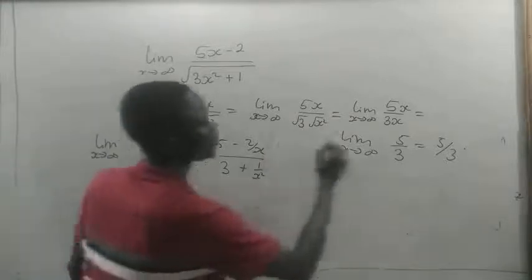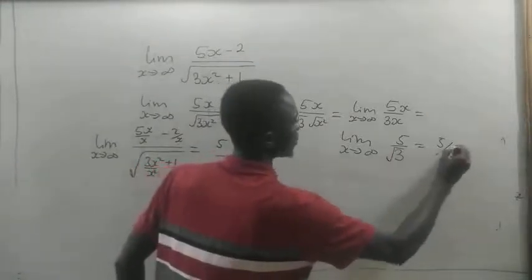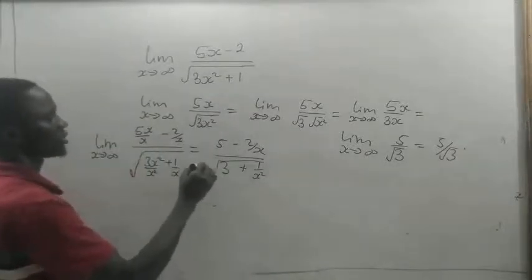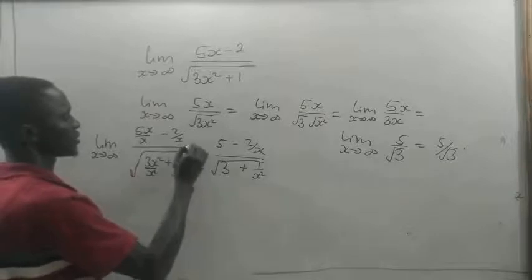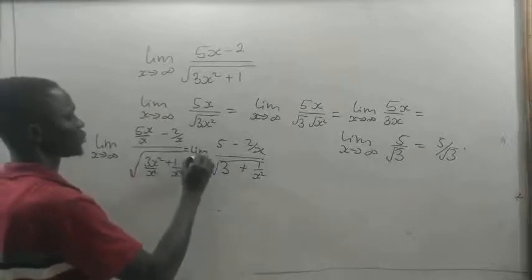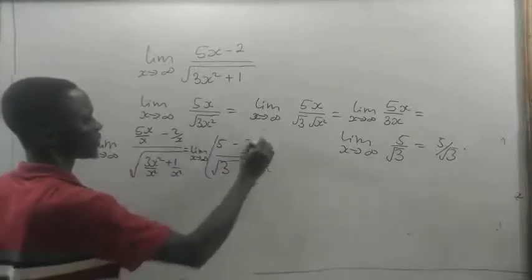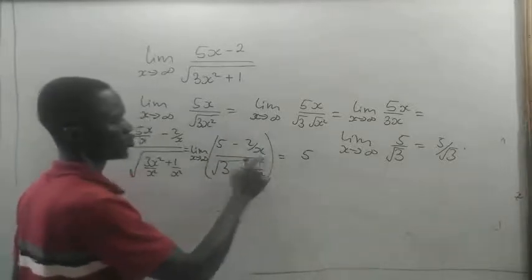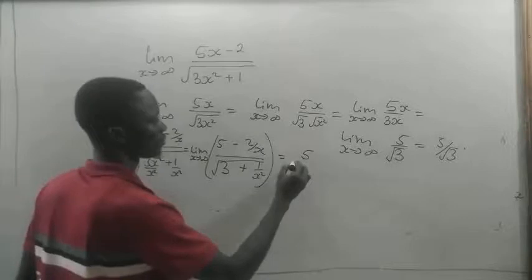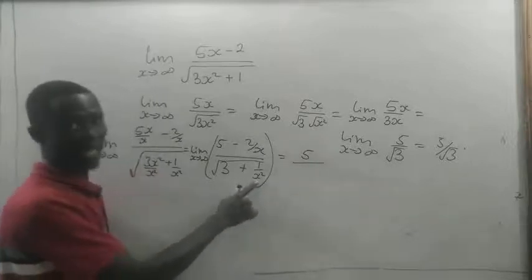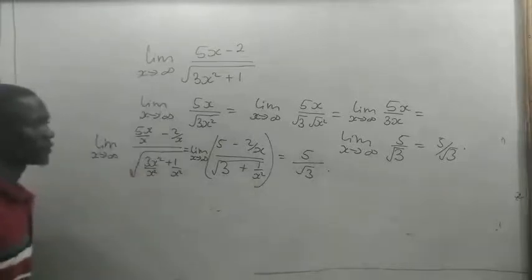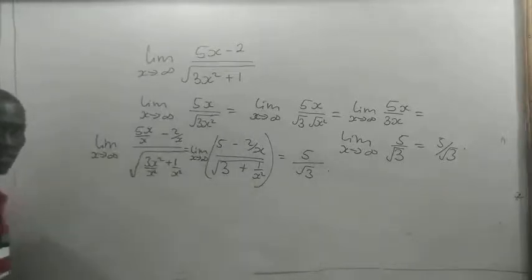Here we are having square roots, and it is under the square root. So if we take the limit as x approaches infinity, we get the numerator to be 5. 2 divided by infinity will be 0. 1 divided by infinity squared will be 0. So it will be left with the square root of 3. So we can use this approach to arrive at the same answer.